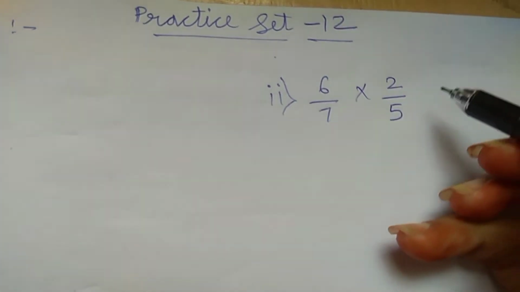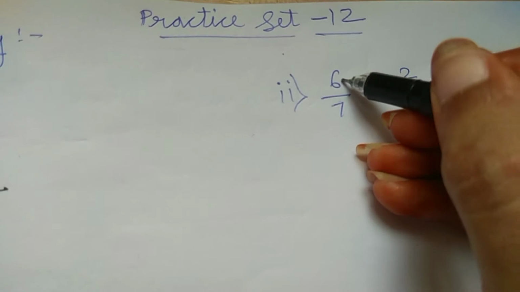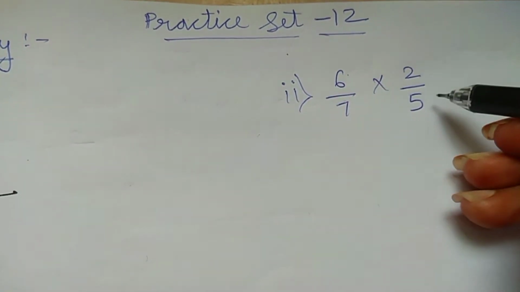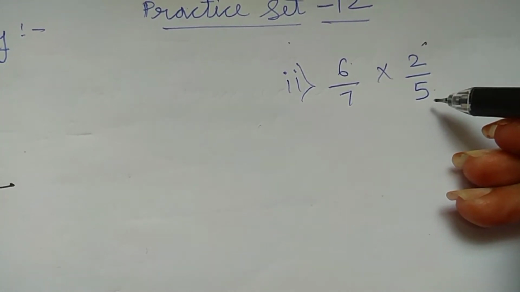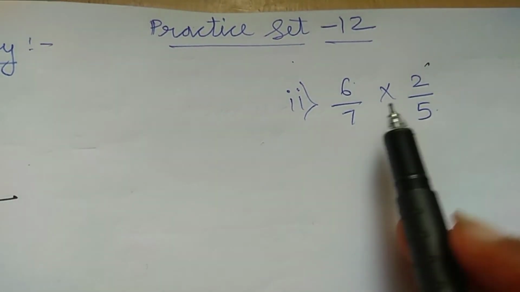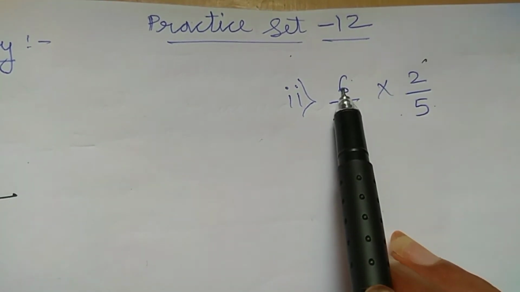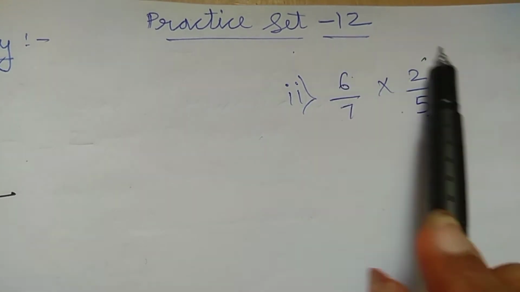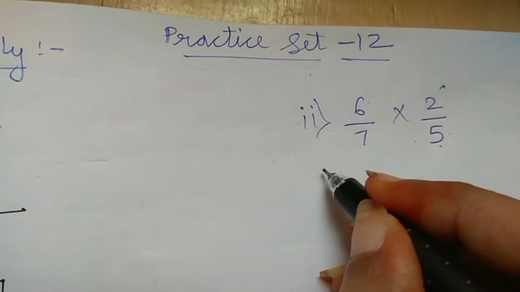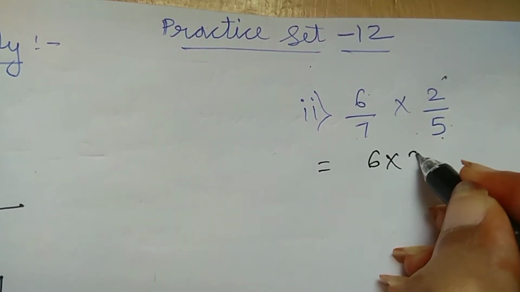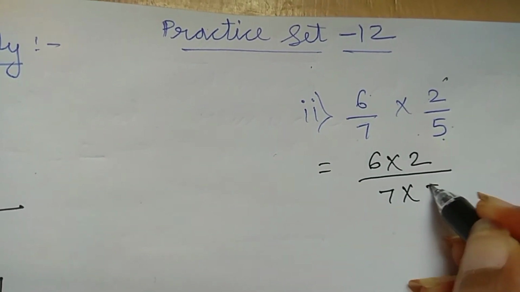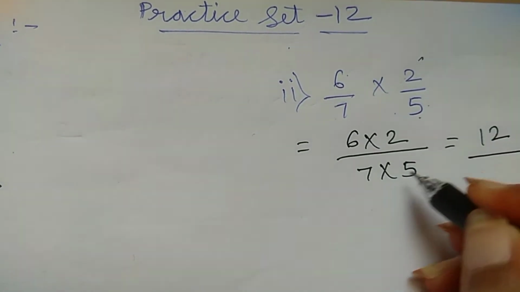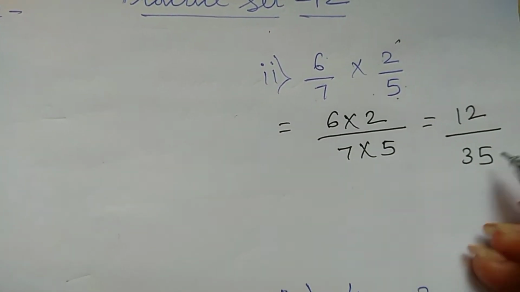Now second one, let us see whether it can be reduced. Can 6 upon 7 be reduced? No. Can 2 upon 5 be reduced? No. 6 upon 5, now we have to see crossway. 6 upon 5, no. 2 upon 7, no. If all answers are no, then we can multiply. So 6 into 2, 7 into 5. Which gives us, 6 2s is what? 12. 7 5s are 35.